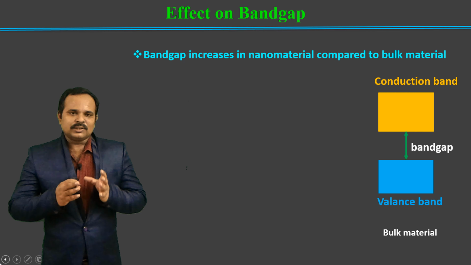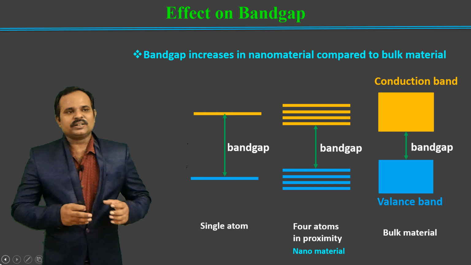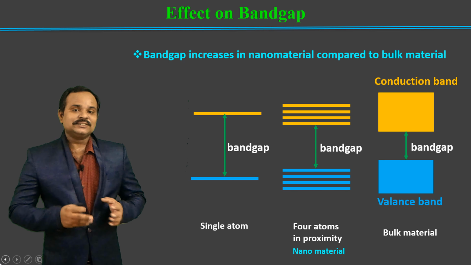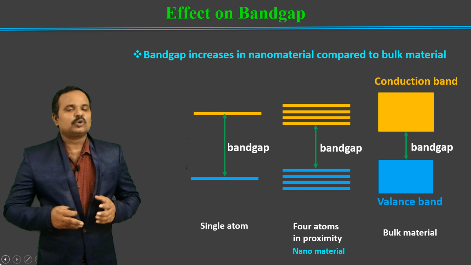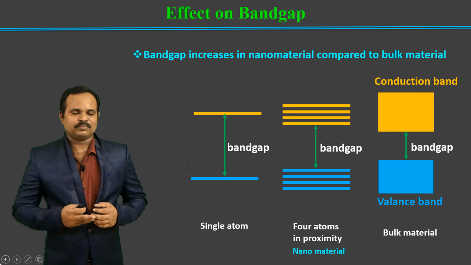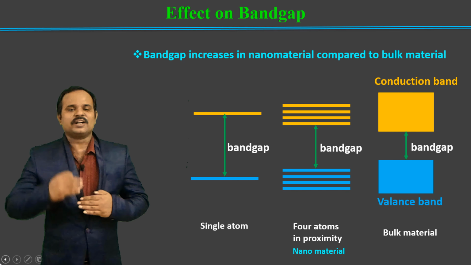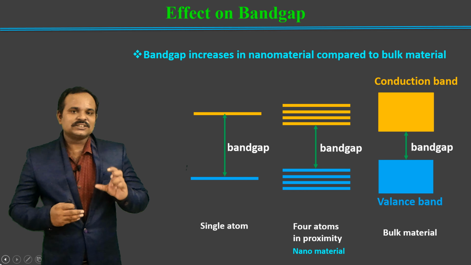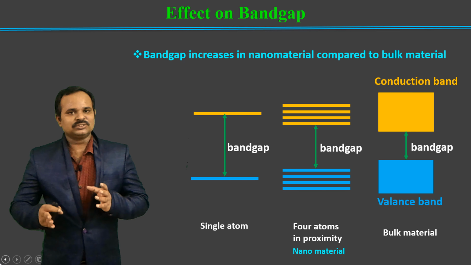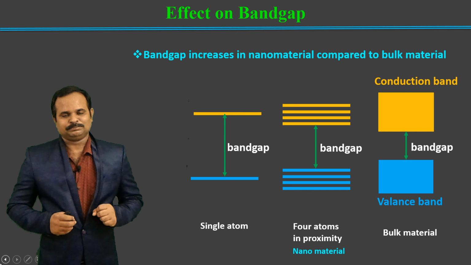Now, what we are doing, the bulk material we are cutting into pieces and making it into a nanoparticle. In the nanoparticle, let's consider only 4 atoms. Now, you can see in the nanoparticle corresponding band diagram, only 4 energy levels are there in the valency band and 4 energy levels are there in the conduction band. Now, if you calculate the band gap energy, that is the difference between the valency band and the conduction band, which is larger compared to bulk. That means when you change the material from bulk material to nanomaterial, the band gap is increasing.